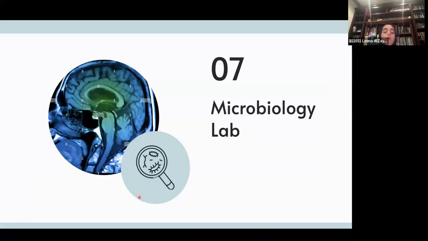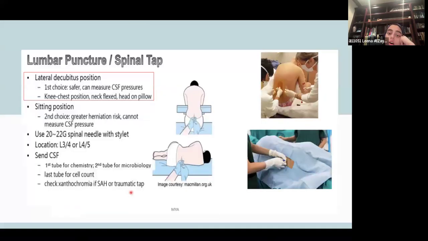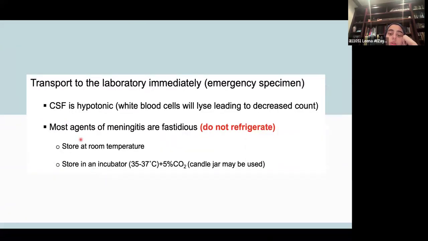We have microbiology, very short and sweet. We just have to know how the CSF collection happens. It's better in the lateral position instead of the sitting position. This is safer because you can measure the pressure. You have to send CSF to chemistry and microbiology, and also cell count, so you need 3 tubes. You have to transport immediately, and you do not refrigerate because most agents of meningitis are fastidious, so you have to store at room temperature or in an incubator or a candle jar.